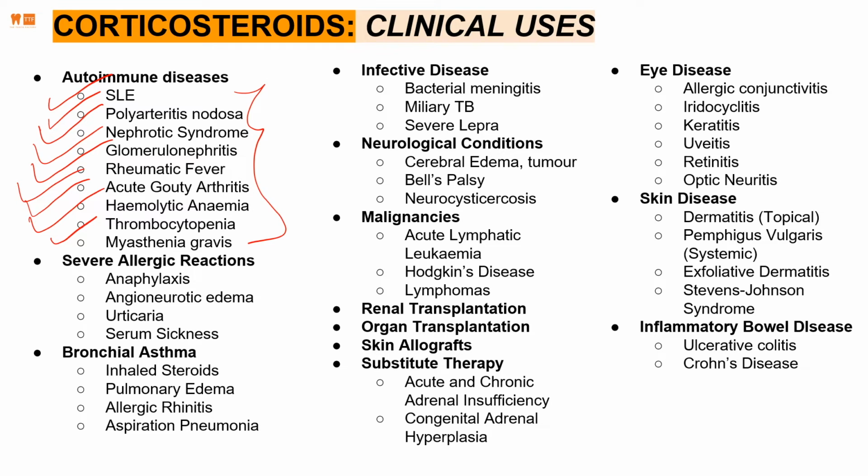Severe allergic reactions. We're looking at anaphylaxis, angioneurotic edema, so basically the cerebral edema, that area with blood vessels in there. Urticaria, serum sickness. These are severe allergic reactions. Bronchial asthma, remember the inhaled steroids can also be used for, of course, asthma and also pulmonary edema, allergic rhinitis, and aspiration pneumonia, so lung related.